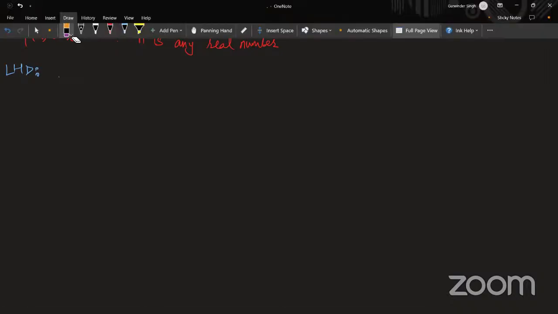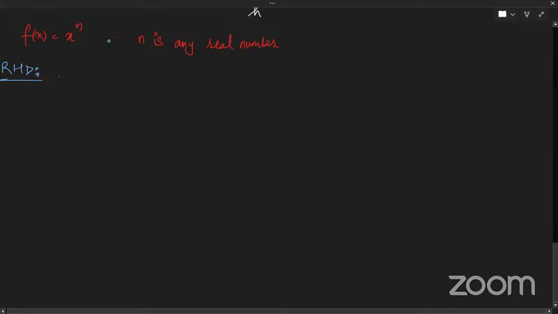Okay, so first let us go for the right hand derivative. Can you tell me what is the formula for the right hand derivative? It is f of x naught plus h minus f of x naught, whole divided by h.